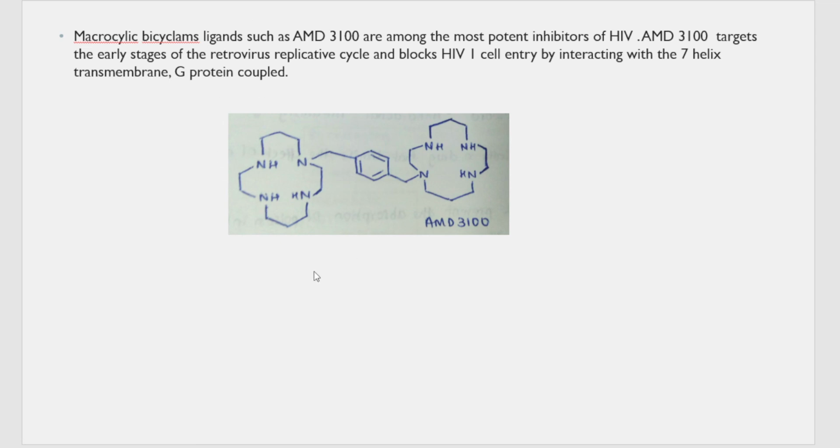You need to know the structure of AMD 3100. Now, what is its function? Once again, in the prevention of HIV. It targets the early stages of the retrovirus replicative cycle. It makes sure that the virus cannot undergo replication, and it blocks the entry of this virus into the cell by interacting with the 7-helix transmembrane. So these are the three examples that are used in treating HIV as well as other diseases, that is, antiviral activity.